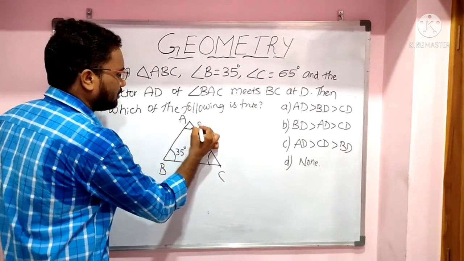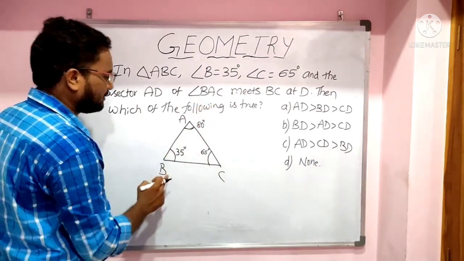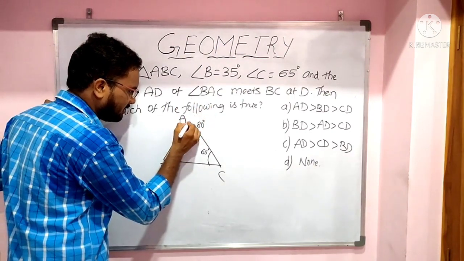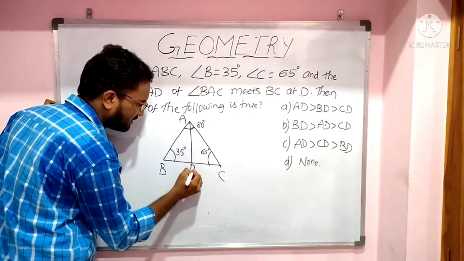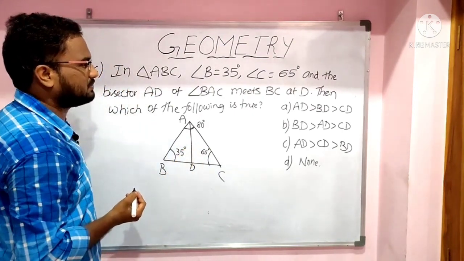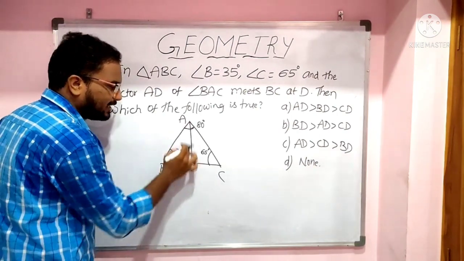Okay, 80 degrees. And the bisector AD of angle BAC. Angle BAC, bisector AD. This is the bisector. Bisector means angle bisector. It meets BC at D. Then, okay. So this is the angle bisector.